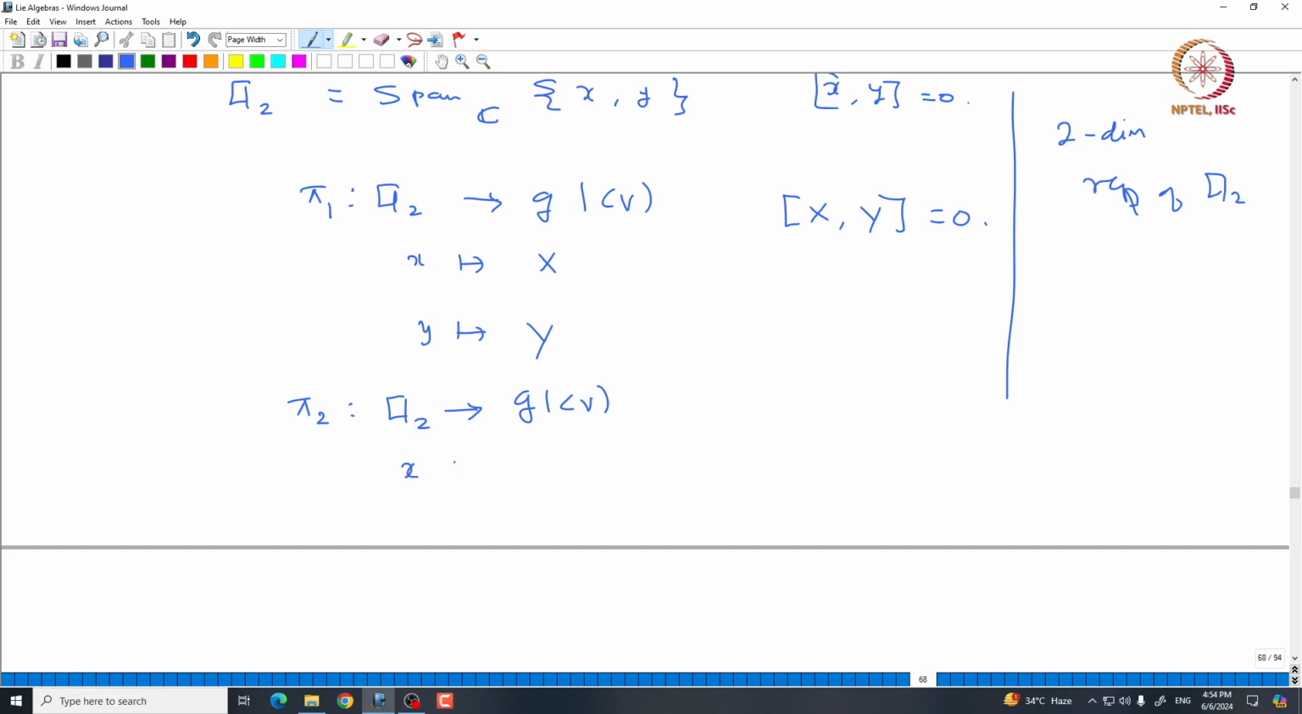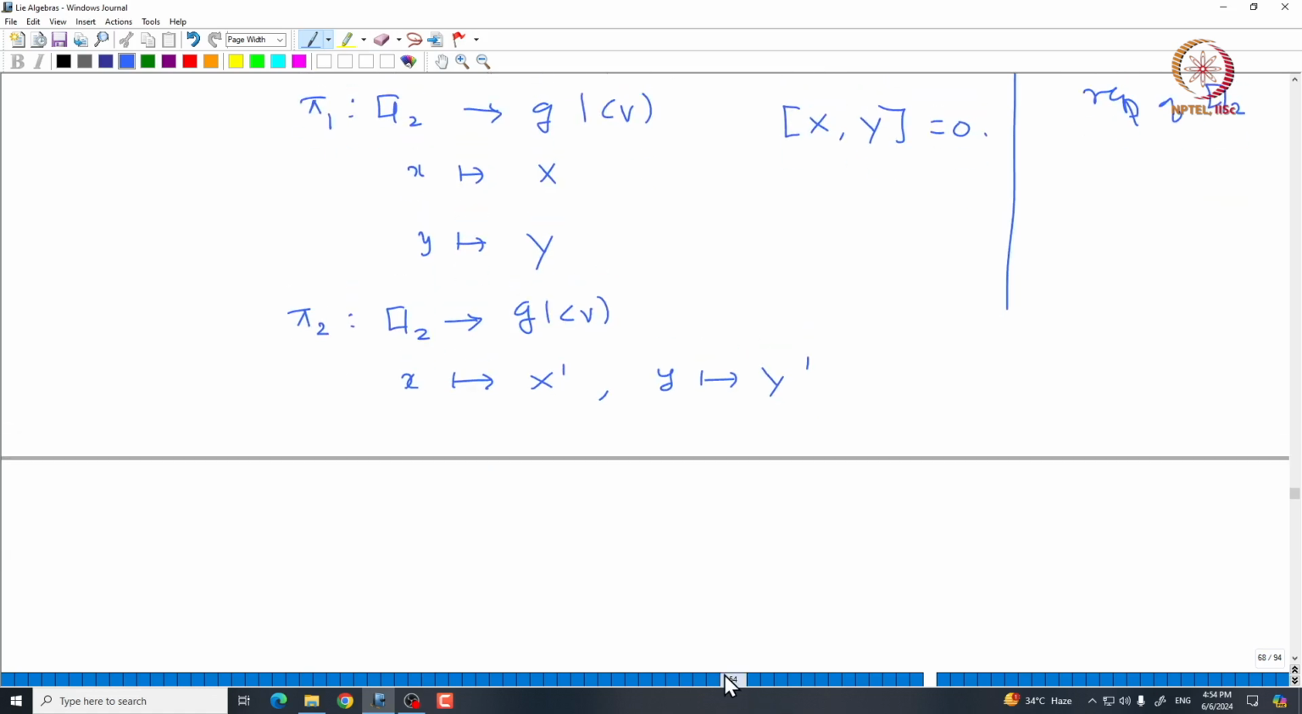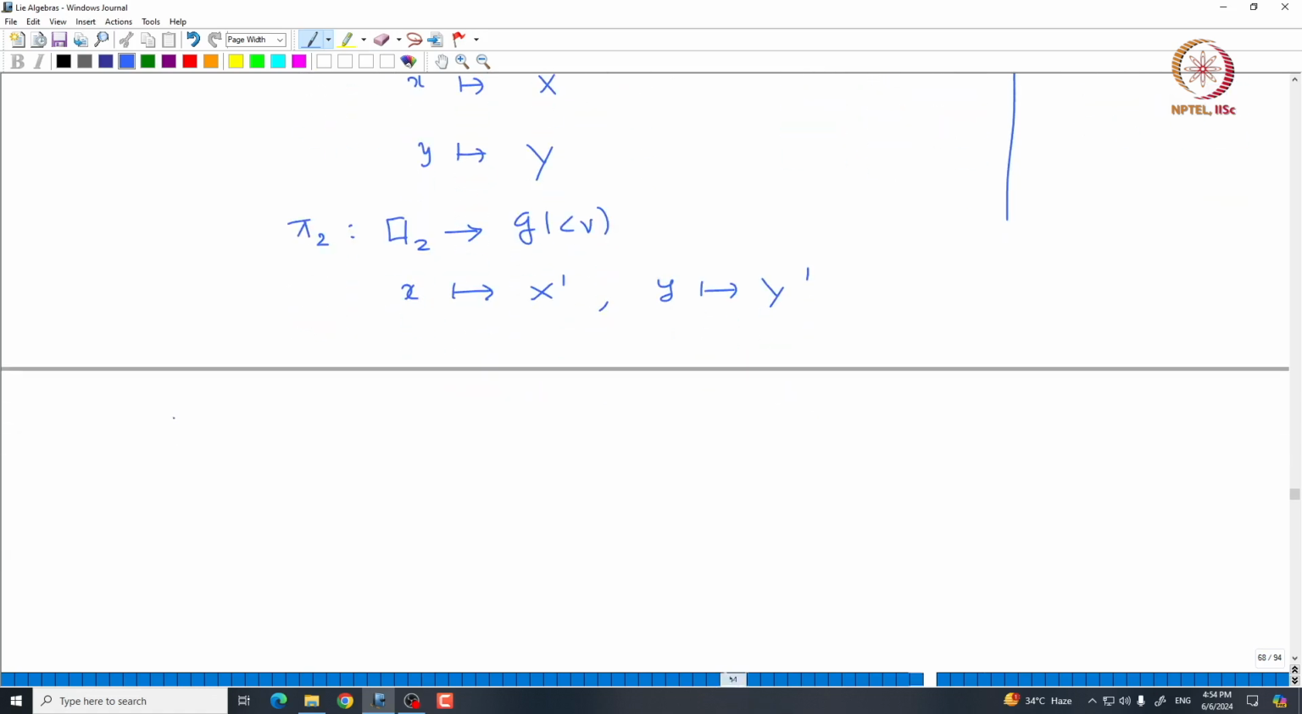So, then this x is mapped to x dash and let us say y is mapped to y dash. We have already seen what is the meaning of pi 1 being equivalent to pi 2: pi 1 is isomorphic to pi 2 as A2 modules. That is the same as saying that these two representations are isomorphic. So, that means there exists G.